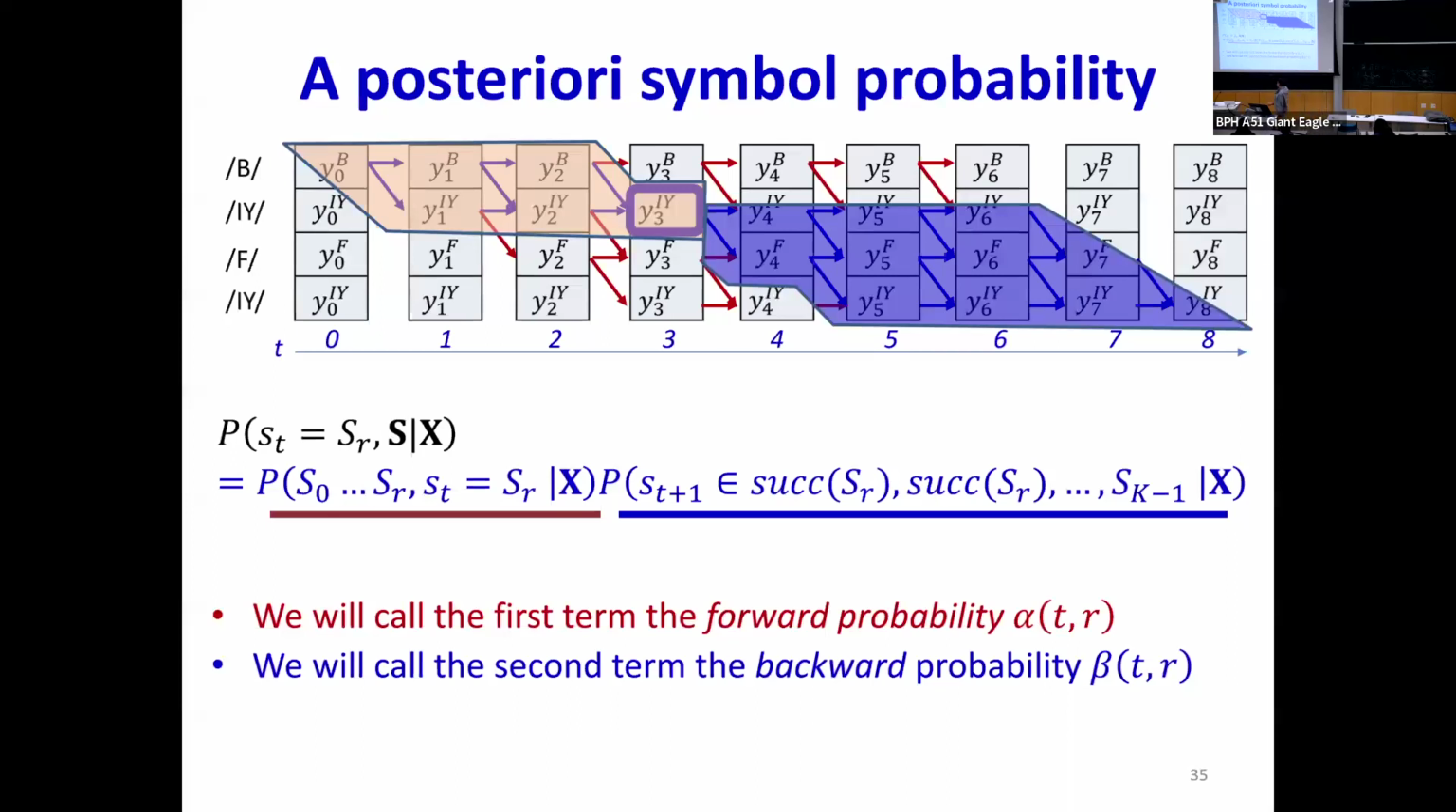The forward probability will be represented using the symbol alpha, standard notation, and the backward probability is beta. So given this, the probability of the entire graph, such that the tth input is aligned to the rth symbol, is going to be alpha tr times beta tr.